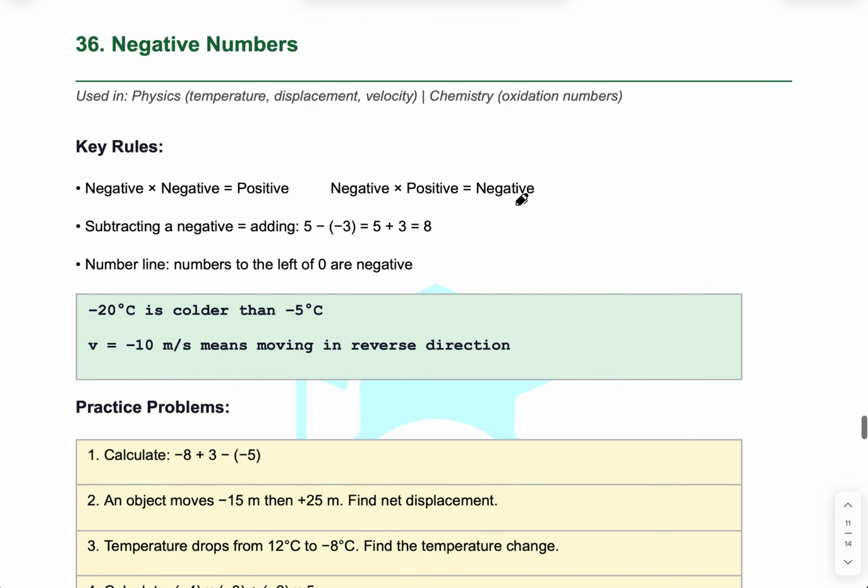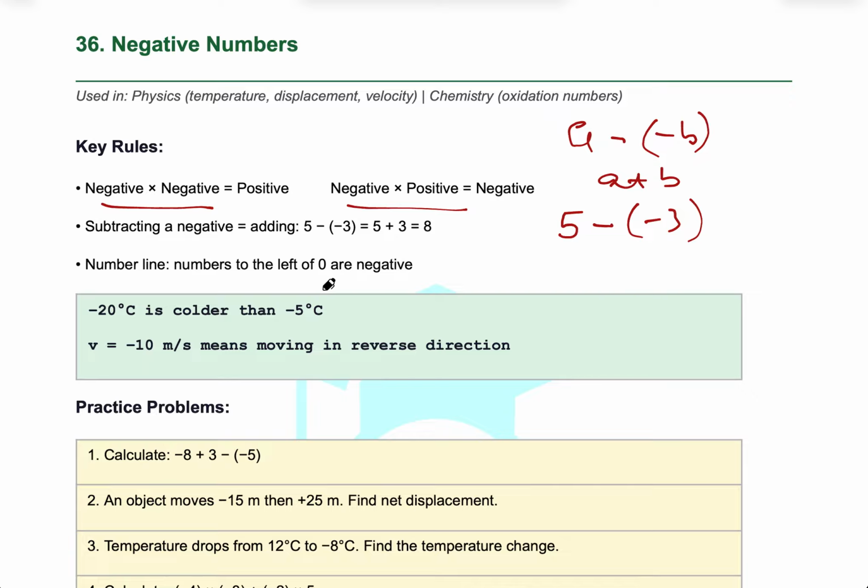And yes, I promise you this is the last one. Negative numbers. Some people don't know how to work with negative numbers. First of all, when you have negative number times negative number, you have positive results. Negative times positive, you have negative results. So when you're subtracting a negative number, what does it mean? It means that you are saying 5 minus negative 3. Automatically, when you're subtracting a negative number from a positive number, it means that you are adding those two numbers. So A minus a negative number B means I'm actually doing A plus B. So take note of that.